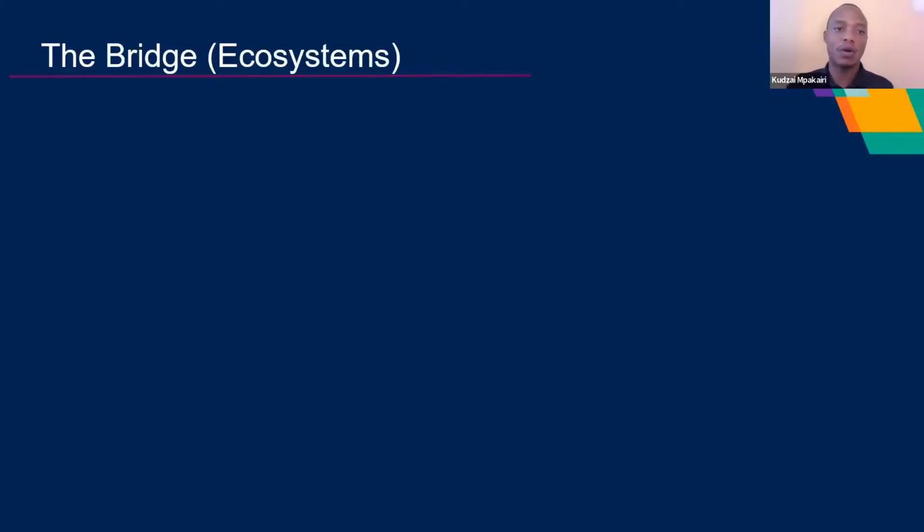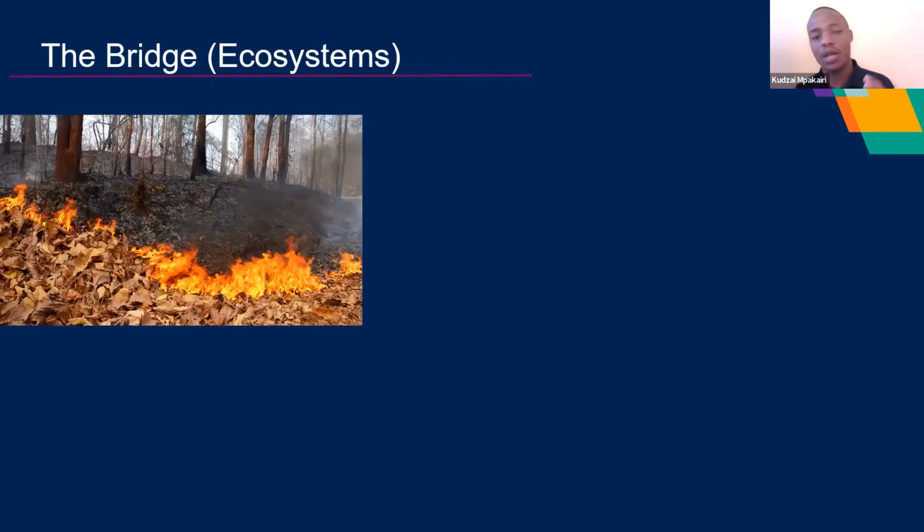So what next now? When we talk about the bridge, let's now look at the bridge. We're talking about bridging the gap between the two systems. So which bridge can we bridge when we're talking about ecosystems? For example, we have an issue, an environmental problem, and this entails fires.